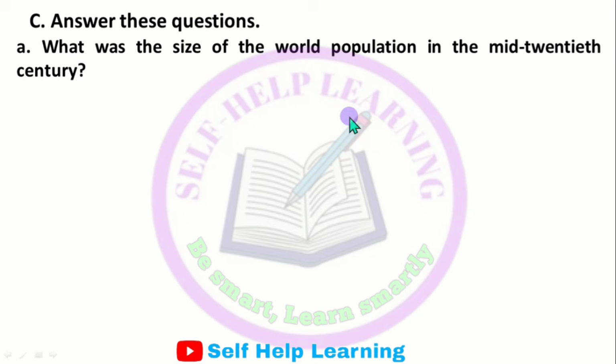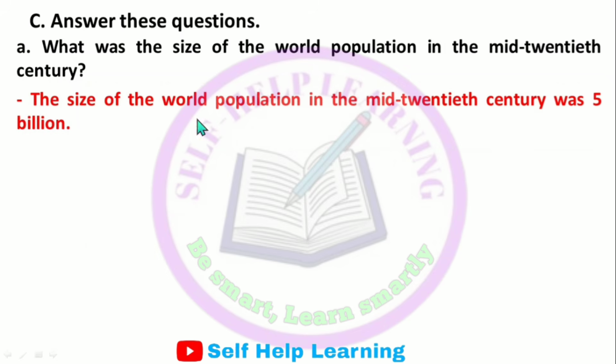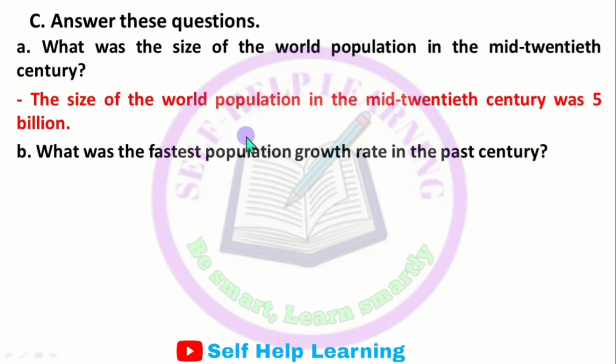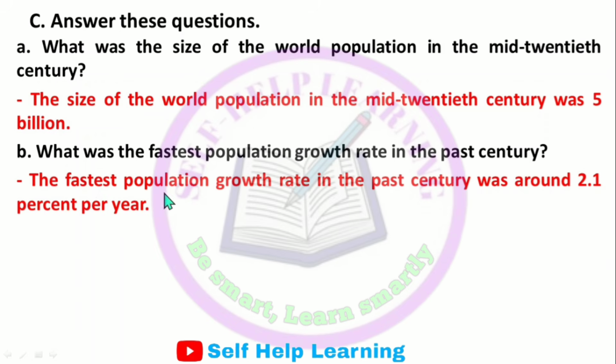Answer these questions. First question is, what was the size of the world population in the mid-20th century? Answer is, the size of the world population in the mid-20th century was 5 billion. What was the fastest population growth rate in the past century? The fastest population growth rate in the past century was around 2.1% per year.